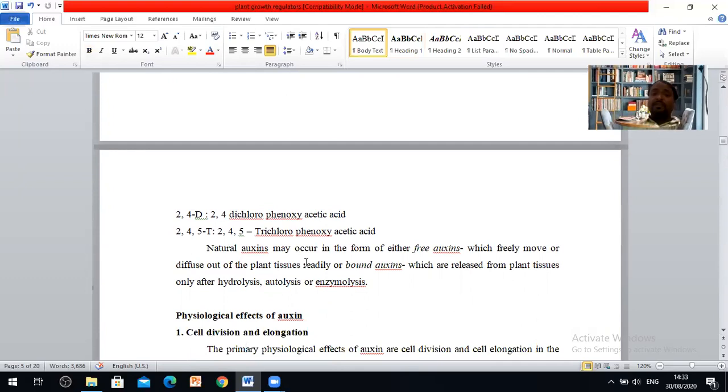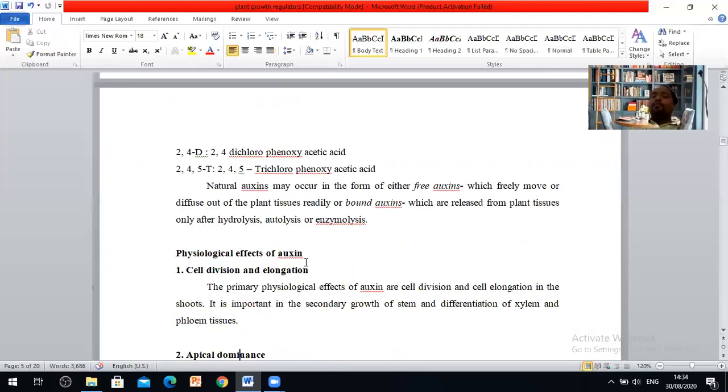Okay, so naturally auxins may occur in the form of free auxins, which freely move or diffuse out of the plant tissues radially. The second form of the auxin found in the plant is the bound form, what we call bound auxins, which are released from the plant tissues only after hydrolysis, autolysis, or enzymolysis. So there are two forms: one auxin which is present in a free form, and another which is present in the bound form.